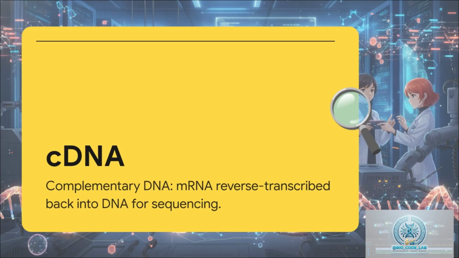Moving on to Section 2, from cells to sequencing. Okay, so to actually get our hands on this data, we can't just sequence mRNA directly. It's a bit too unstable. Instead, we have to use an intermediate step. We convert that mRNA back into complementary DNA, or cDNA for short, just to make the whole sequencing process possible.